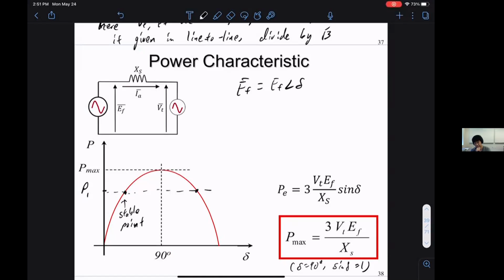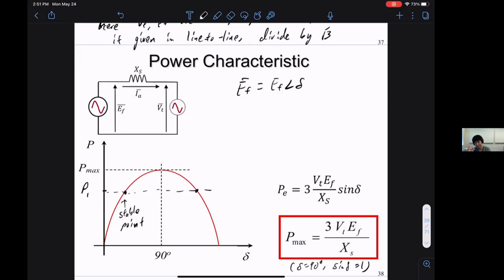Wait, so they both supply the same amount of power but at different angles, but you said there's something different. Can you explain a little more? Yeah, next we'll explain why they're different. But are the angles clear? Are we clear up to here?